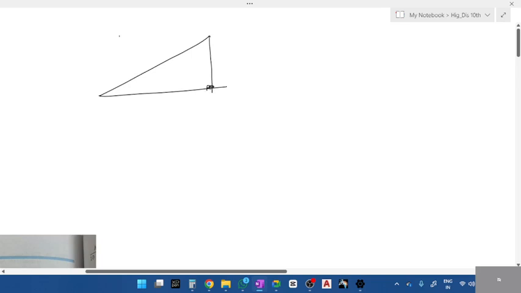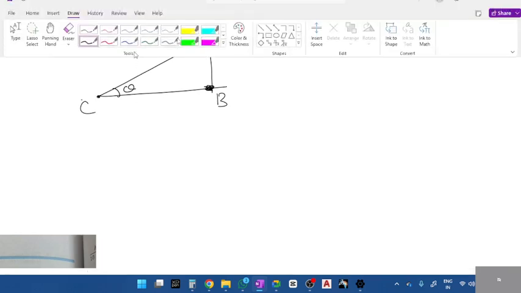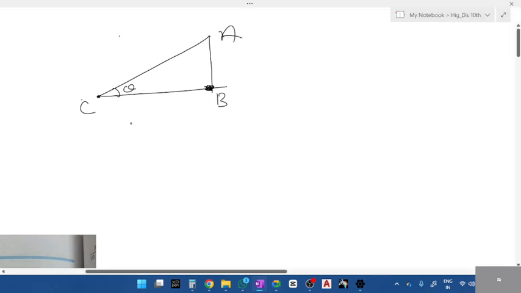Fine. In heights and distances we always use a right angle triangle, students. If this is theta given here, and we name it A, B, C, BC will be a straight line. Which angle have I marked here? Which angle is theta: A, B, or C? C. So from C, how will you look at point A? Is it elevation or depression? Will you look up or down? Elevation. So theta is known as the angle of elevation from point C.